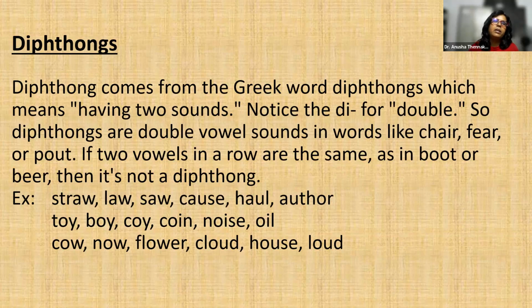I will explain. Diphthongs. Diphthong comes from the Greek word diphthongos, which means having 2 sounds. The origin of the English word diphthong is from the Greek language. The meaning of the word according to Greek is having 2 sounds. So is the meaning in English also. So diphthongs are double vowel sounds, in the same word, there are double vowel sounds. For example, chair, fear, or pout.